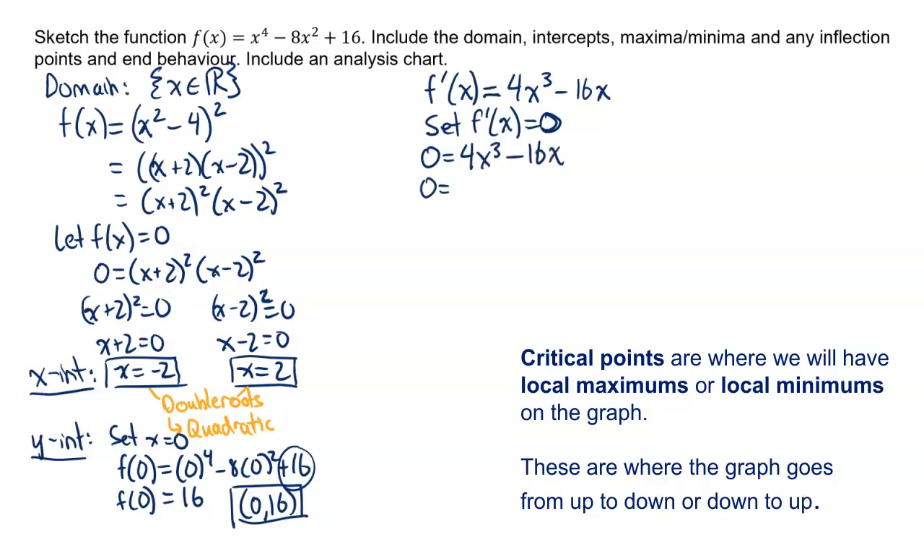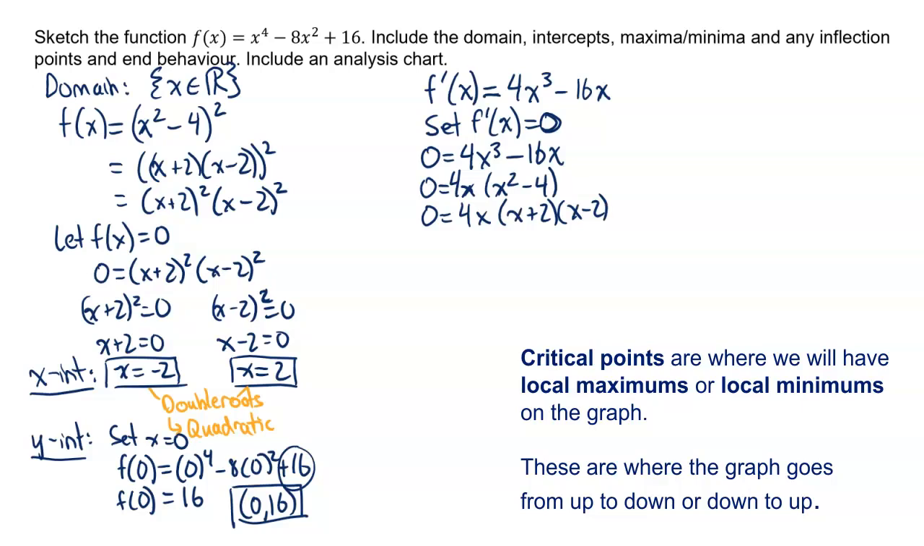So 0 is equal to 4x cubed minus 16x. We can common factor out an x here. We can actually also common factor out a 4. So let's take a 4x out. That's going to leave us with x squared minus 4. And what you see happening here is we can get this one more step further. Again, we have a difference of squares, so it's x plus 2, x minus 2.